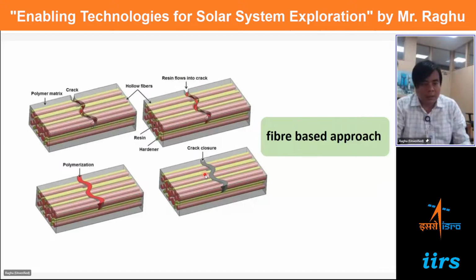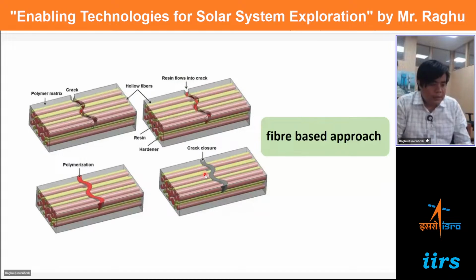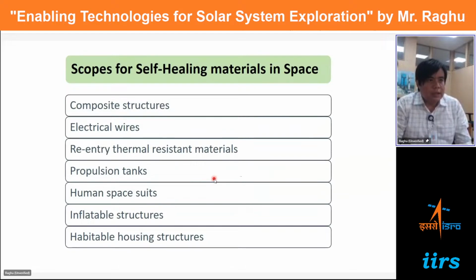Okay, this is one area where you can think, because not many such materials are available in the market. You, the chemical engineers, can think about how to develop such kind of systems. See, these have a lot of application in space: composite structures, electrical wires, PCBs, propellant tanks, re-entry thermal resistant materials, human space suits. Astronaut suits, inflatable structures, habitable housing structures can develop cracks, but if they have self-healing properties, you need not intervene, they will heal by themselves.